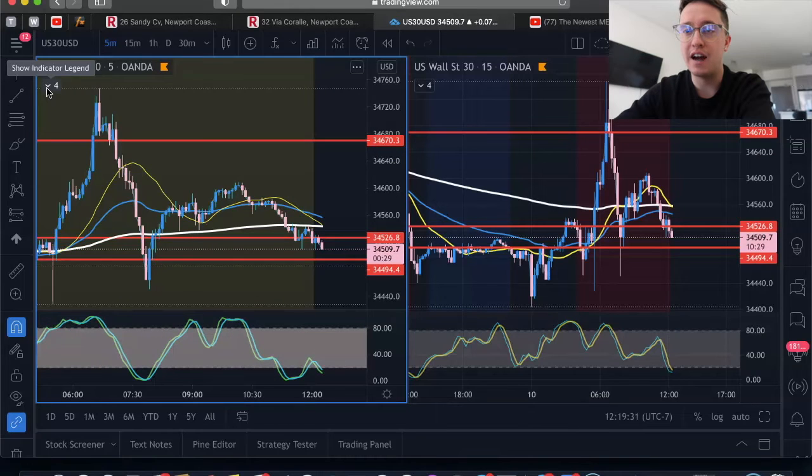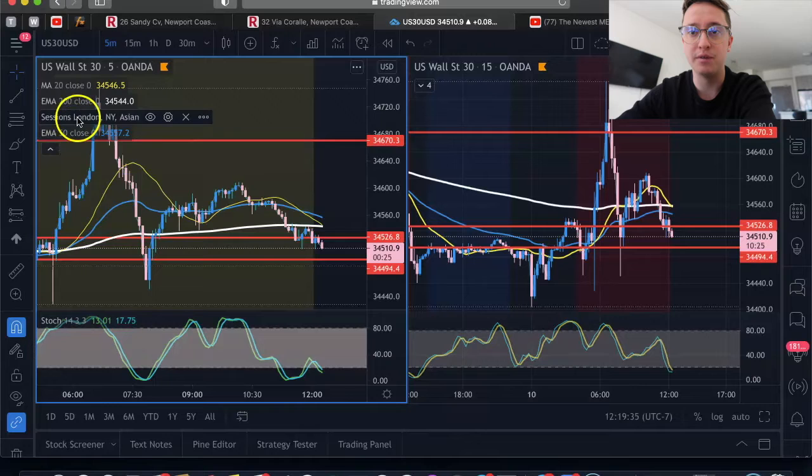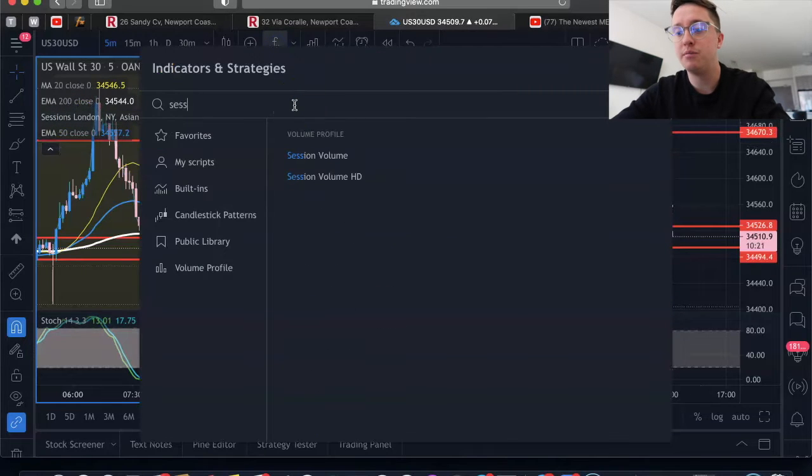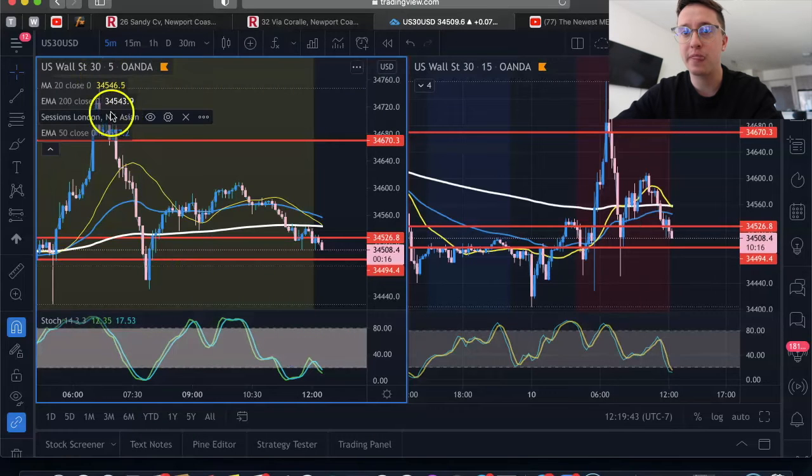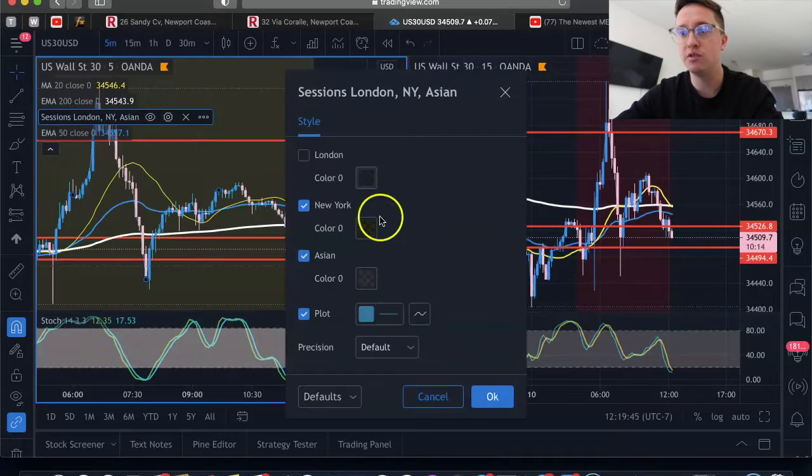So another thing that I have is my session breaker. If you guys go right here, you can type in session. So you're gonna go actually right here to the indicators, and you just type in session, and it's this one right here. You click that, and then you can go to the settings. You can choose the color that you guys want for it.